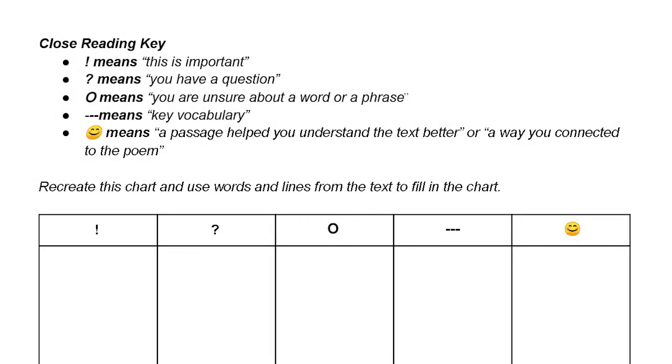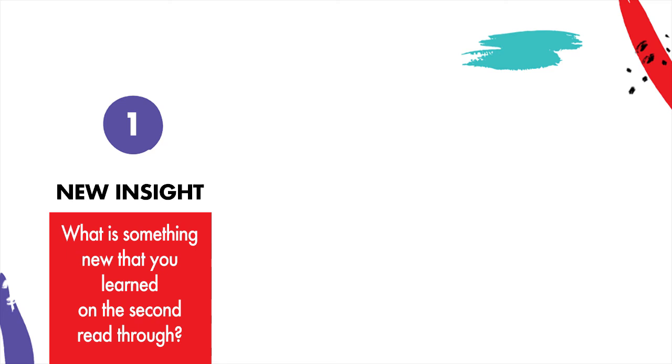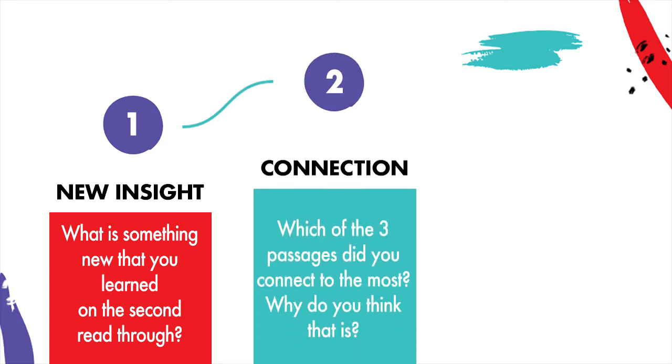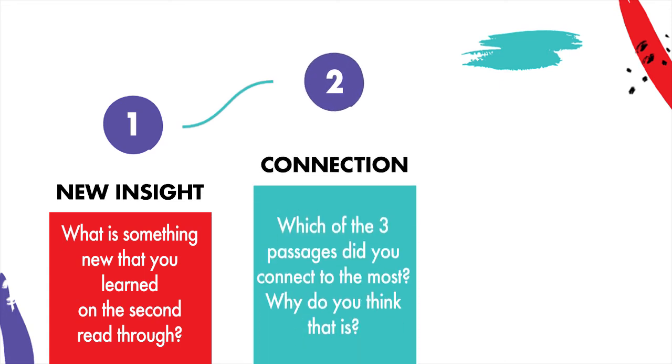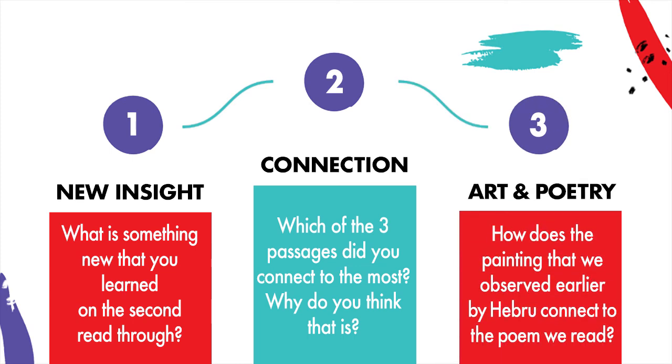Now that you've had time to create your chart and possibly fill it in, I want you to pause the video and answer the following questions. Was there anything that you learned new on the second read-through that you didn't on the first read-through? Of the 3 passages in the poem, which one did you connect to the most? Why do you think that that is? What makes you say that? How does the painting we looked at earlier connect to the poem?